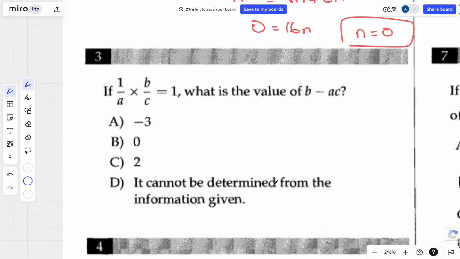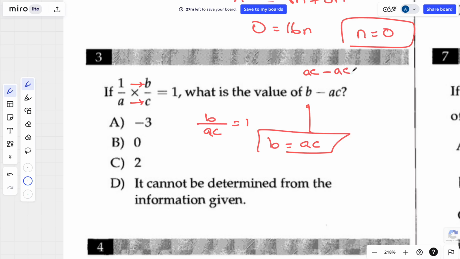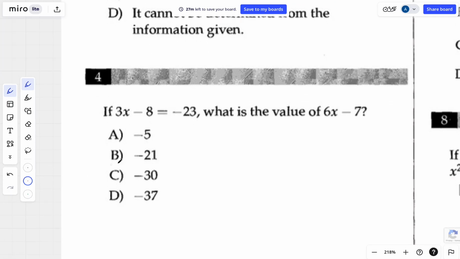Next, question 3. We have this expression. We need to find b minus ac. So if we multiply this, 1 times b is b, a times c is ac, so it's b over ac is equal to 1. We can take ac up to 1, so that becomes b is equal to ac. And because b is equal to ac, we can simply plug that in over here. We get ac minus ac, which is going to be 0. So it'll be 0.